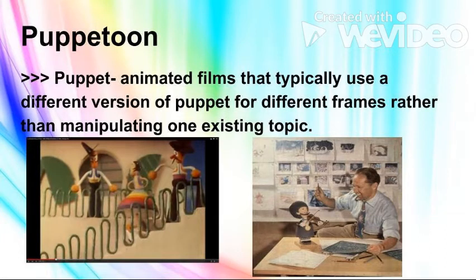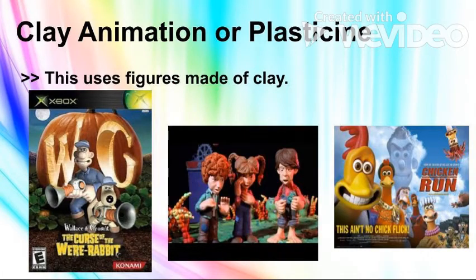Look, the first example. The other one. Next, we have clay animation or plasticine. So this uses figures made of clay, of course, the word itself. Clay animation. So as you can see, it looks like clay, right? So they're using clay for the animation.